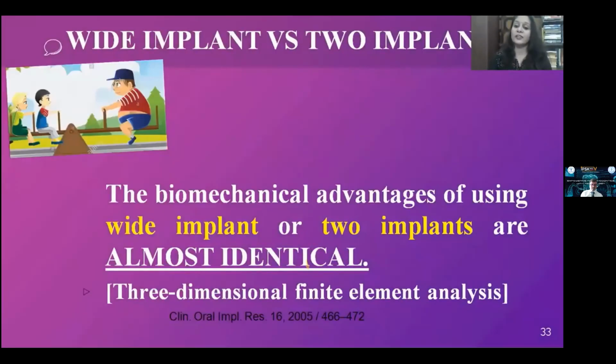And the biomechanical advantages of using a single wide implant or 2 implants are almost identical, as demonstrated by a 3-dimensional finite element analysis. This is especially true in the case of molars. While replacing a molar, we have a confusion whether we have to use a wider implant or 2 implants if there is more than sufficient space.